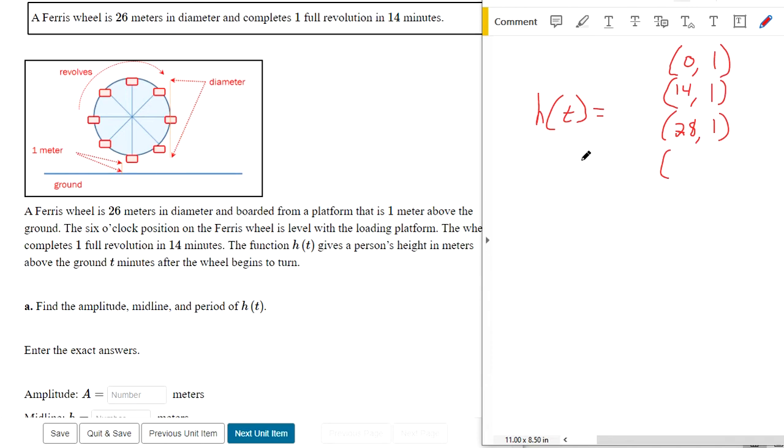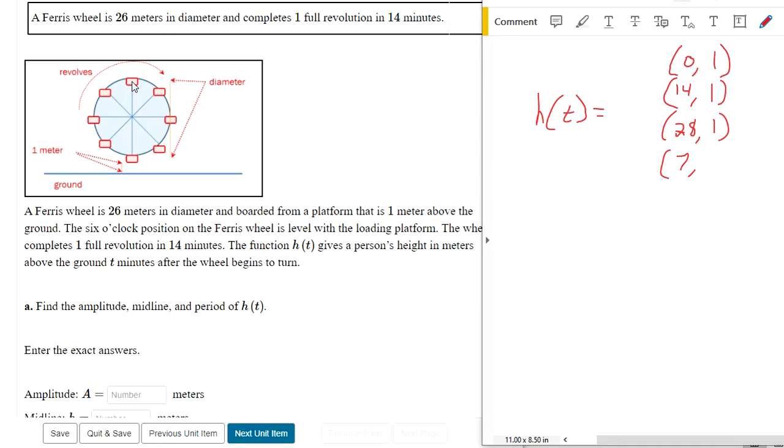So it's 0, 14, 28. Let's see what's going on in between these values, like maybe halfway in between. At 7 minutes, how high are we? So here we are at time t equals 0, and since mine makes a full rotation every 14 minutes, then half of 14 minutes puts me at the top of the revolution, right?